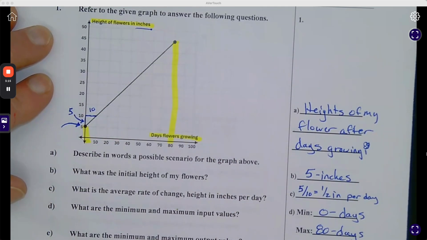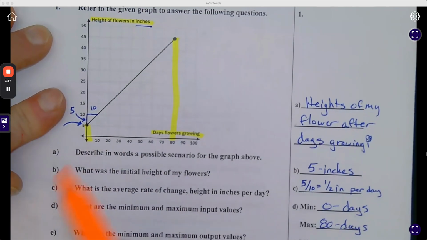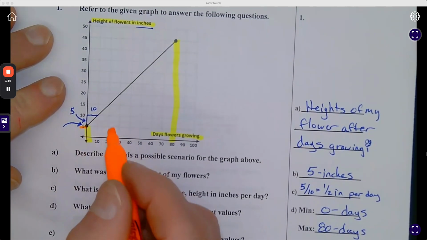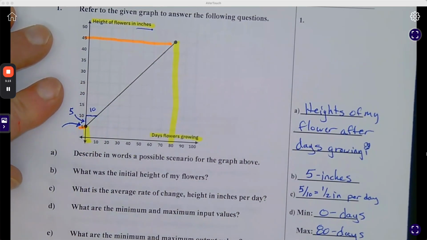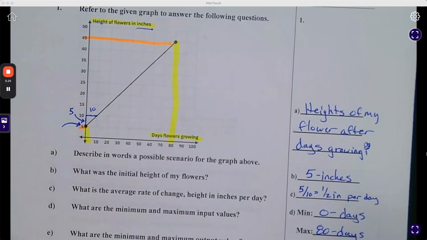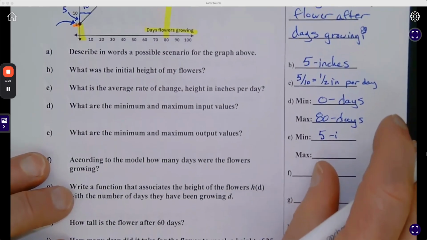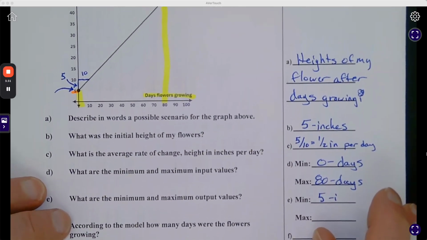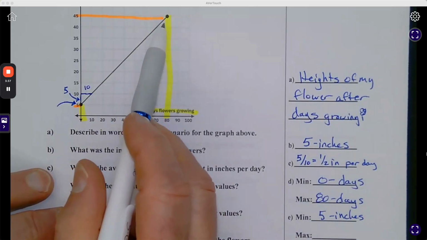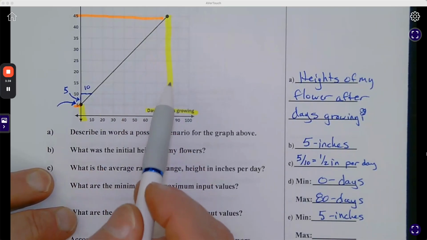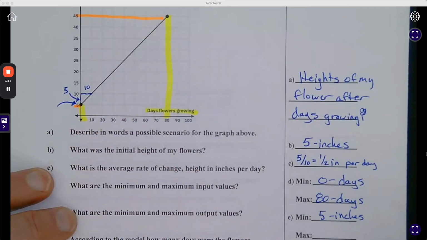What is the minimum and maximum output? Okay, so the output is the Y. So it's there and there. So the minimum is 5 inches. Yep, inches. That is the day you planted them. So 5 inches. And then the day when they stopped growing, which was 80 days later, they were 45 inches tall.